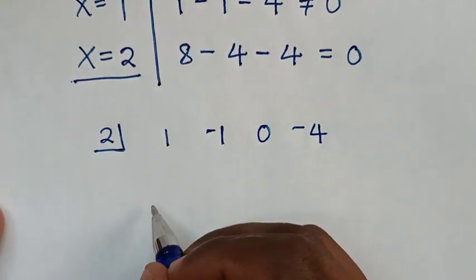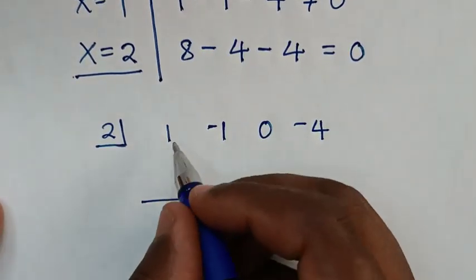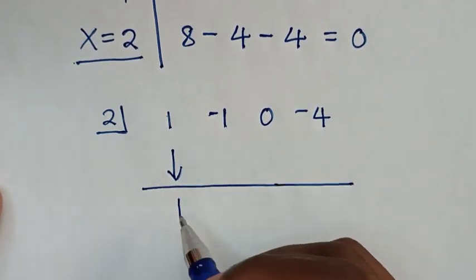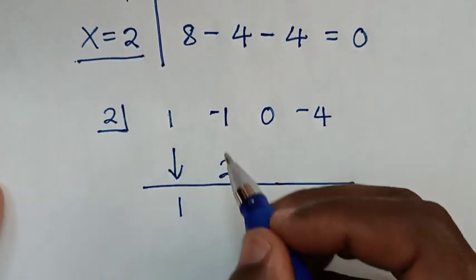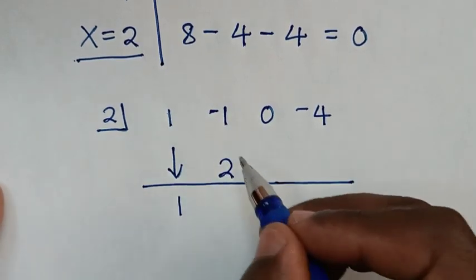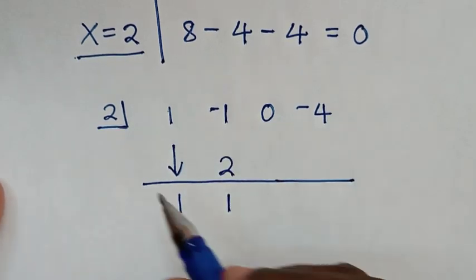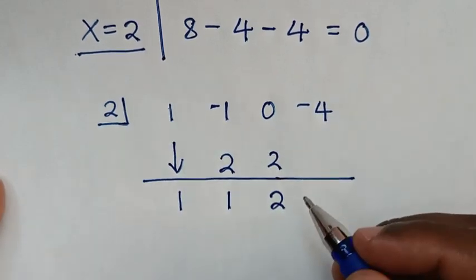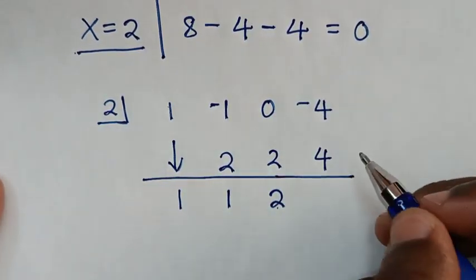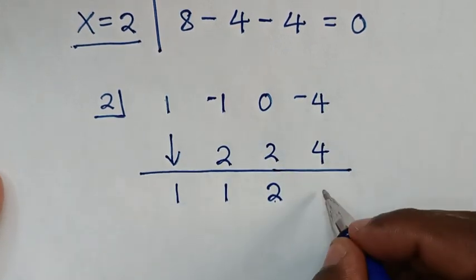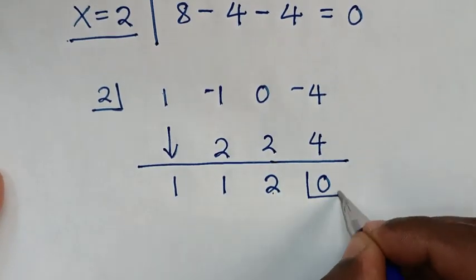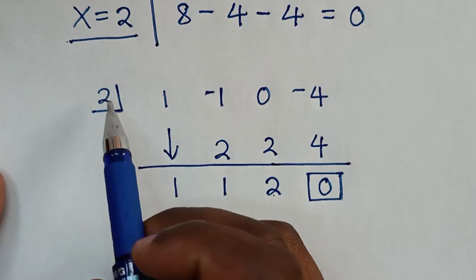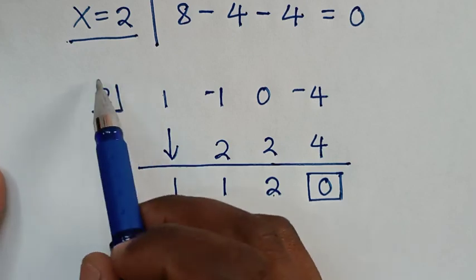Then by synthetic division, here we draw a line, then we drop this 1 here, then 2 times 1 is 2. Negative 1 plus 2 is 1. 2 times 1 is 2. 0 plus 2 is 2. 2 times 2 is 4. Then negative 4 plus 4 is 0. So this 0 is the remainder. If 0 is the remainder, then it is true that one of the roots is equal to 2.